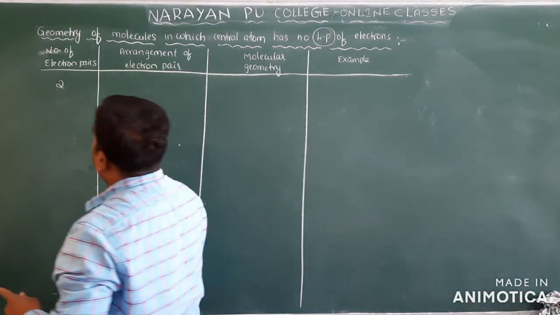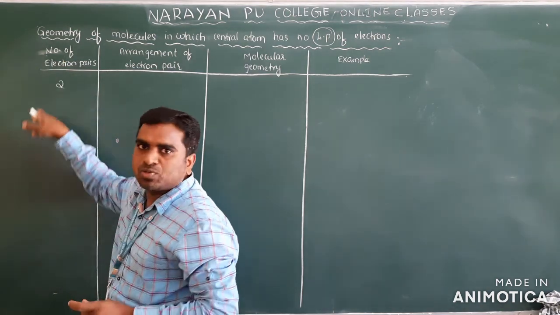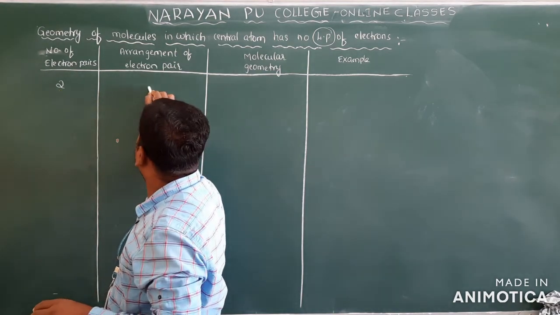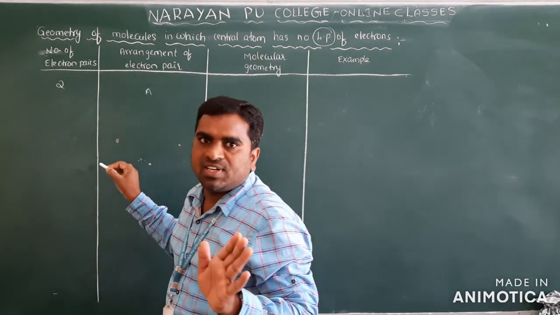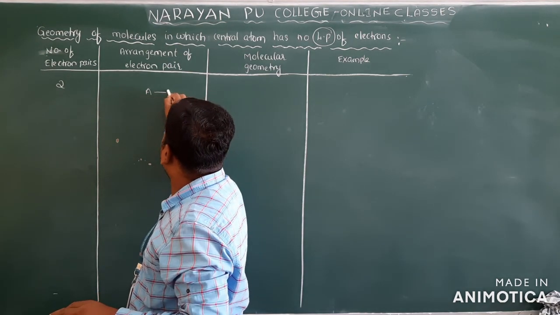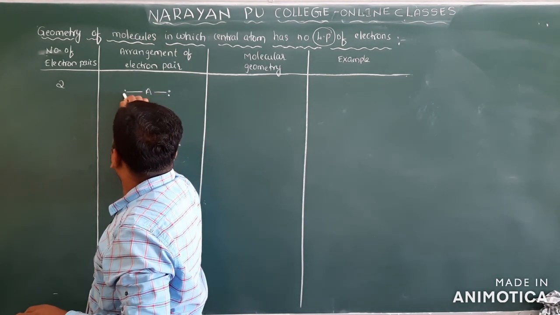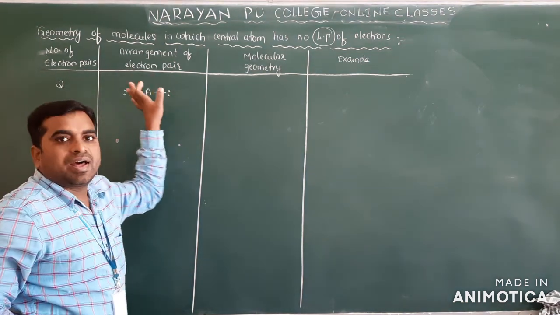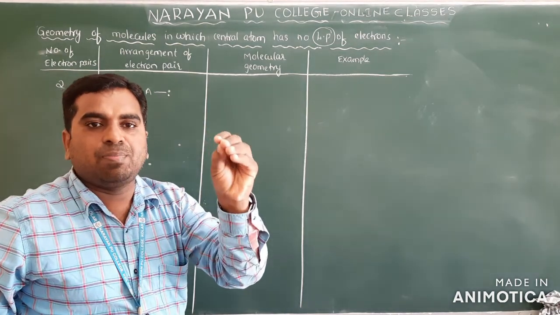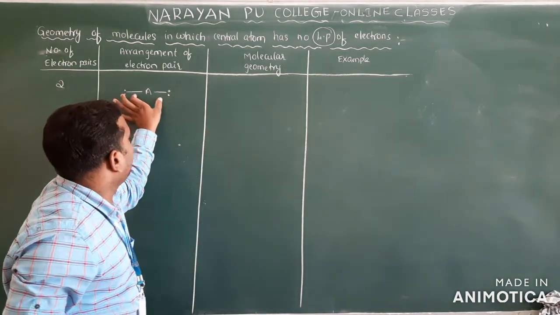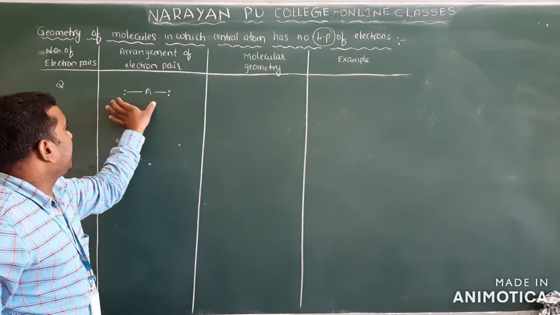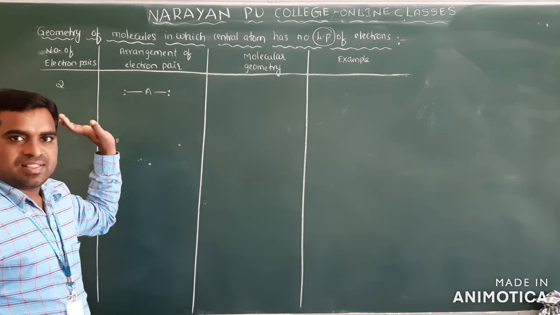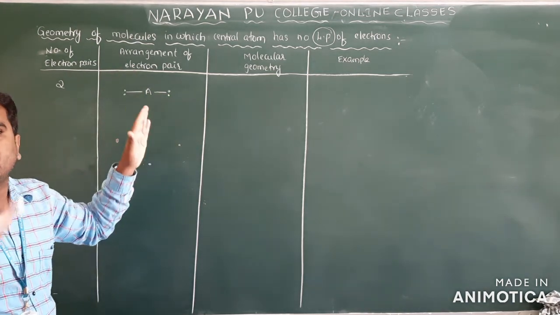Another clarification I have written: number of electron pairs. Electron pairs means here only bond pairs. Here 2 bond pairs are there. I will write how they arrange. If it is a central atom, then these bond pair electrons are arranged in this way. Why do they arrange in this way? If they arrange this way, repulsions will be very minimum, so the molecule will be most stable. That's why these bond pair electrons occupy positions like this. Then repulsions will be minimum, and energy will be minimum.